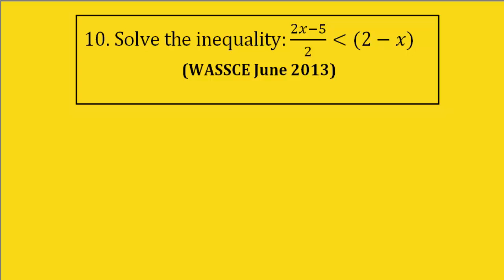Here we have number 10 in the 2013 WASSCE June exam, and it just involves inequalities. Here we have the inequality (2x minus 5) divided by 2 less than 2 minus x, and we're asked to solve it. What does that mean? They say solve, but they didn't tell you what to solve for.